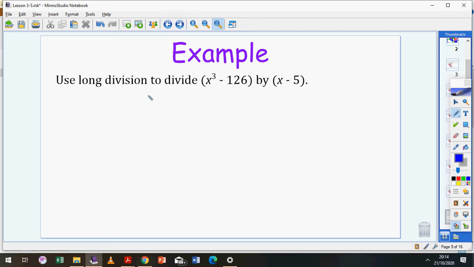I want to use long division to divide x cubed minus 126 by x minus 5. So x cubed minus 126, divide that by x minus 5.